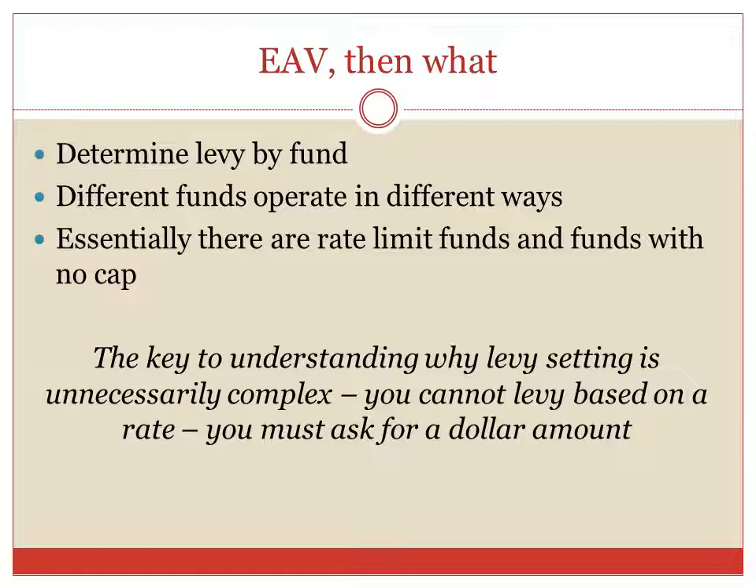So once you take the EAV, you determine each levy, but you do it by fund. The reason you do it by fund is that the majority of funds, and I'll explain that in a second, are capped. So there's a legal limit as to what we can tax. What we've historically done is just captured everything which we can do.